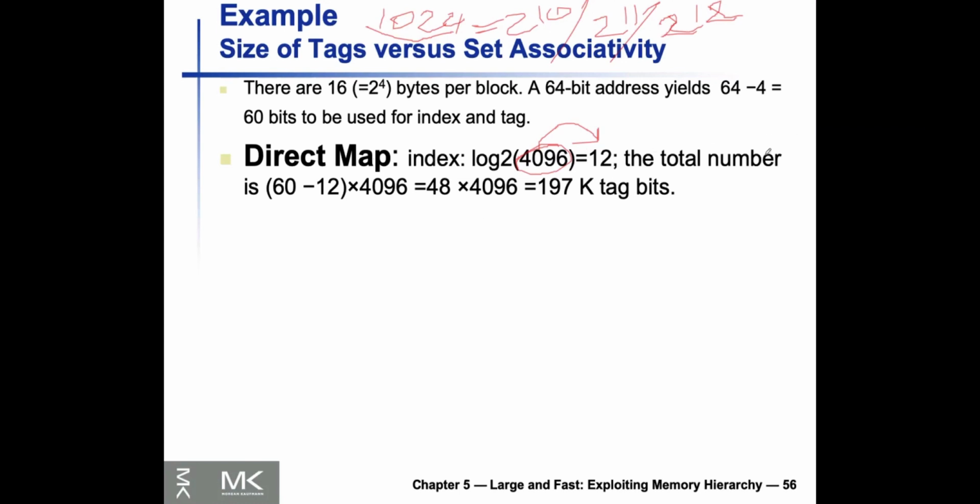So the total number from those 60 remaining bits would be 60 minus 12, right? And we need to multiply that by the number of blocks because we want to come up with the final size. So 48 left to be assigned for 4,096 blocks. So overall, the size of that direct map is going to be 197K tag bits, all right? Is that clear? K as in 1,000, right? Yeah, K as 1,000, yeah.